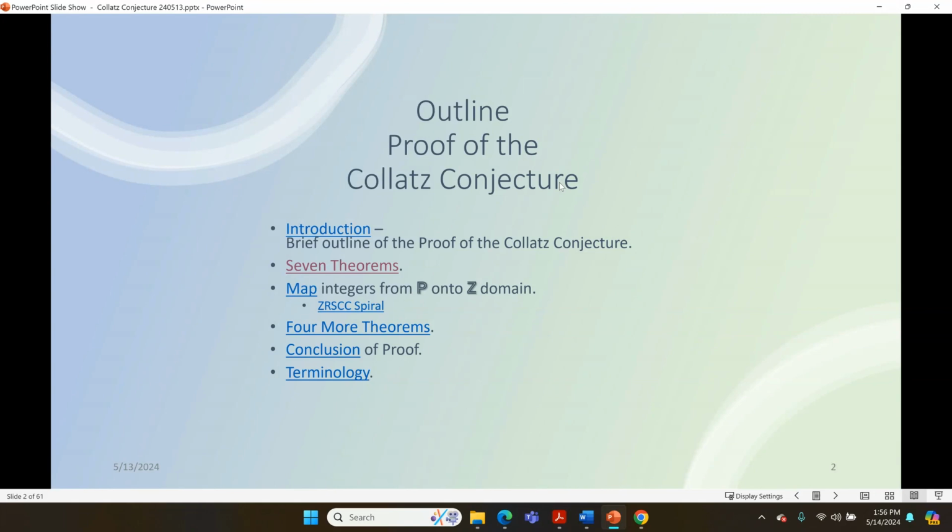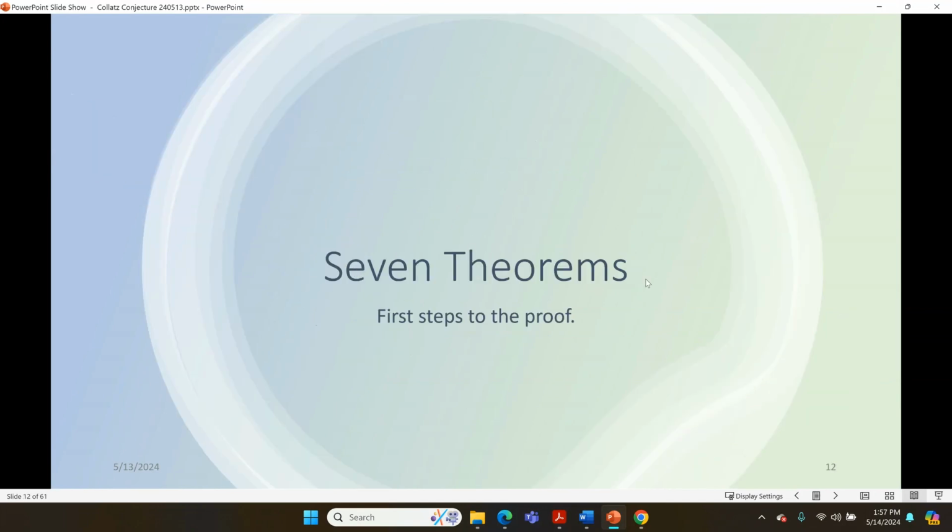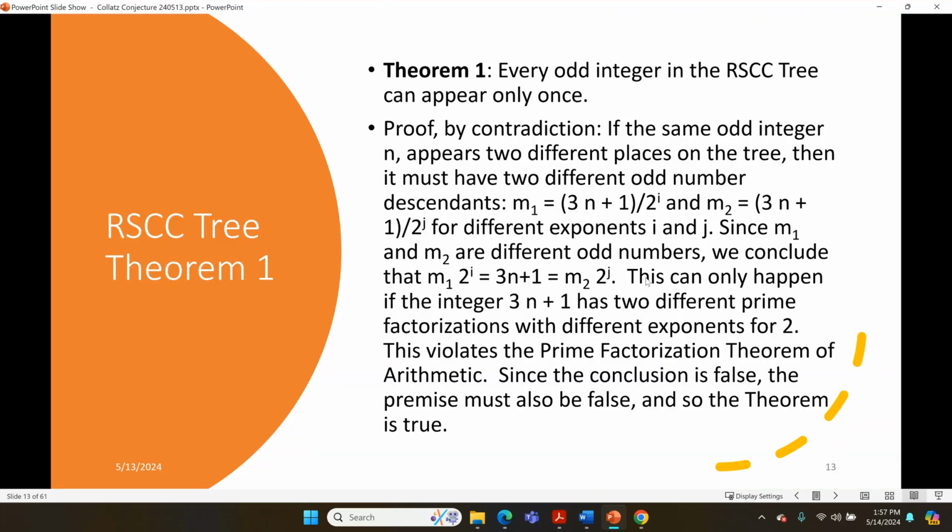And then following this, we'll have a map of the odd integers in P onto the signed integers in the Z set, and the presentation on the spiral representation of the Collatz conjecture. So we'll talk about 7 theorems that are the first steps in the proof of the Collatz conjecture.